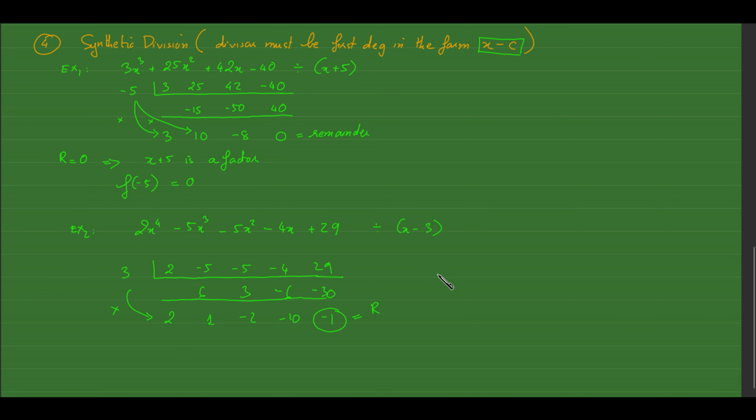So from here, I can conclude that x minus 3 is not a factor of the polynomial 2x to the 4 minus 5x to the 3 minus 5x squared minus 4x plus 29.